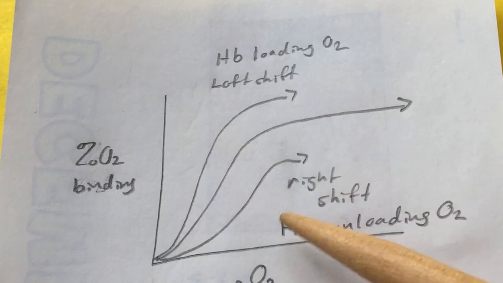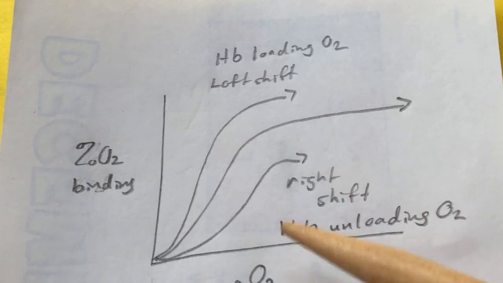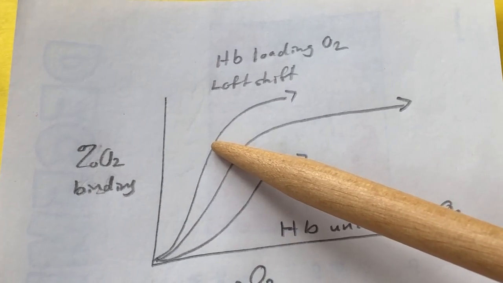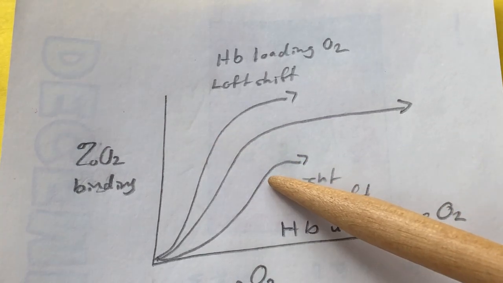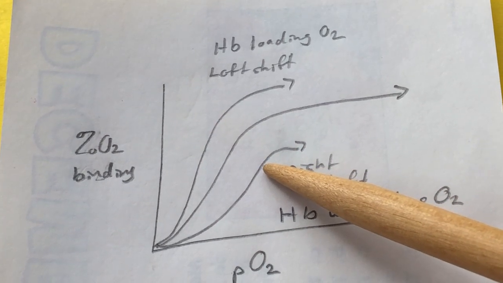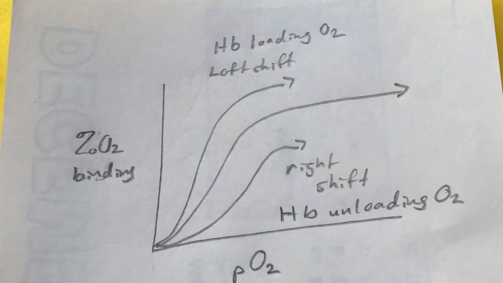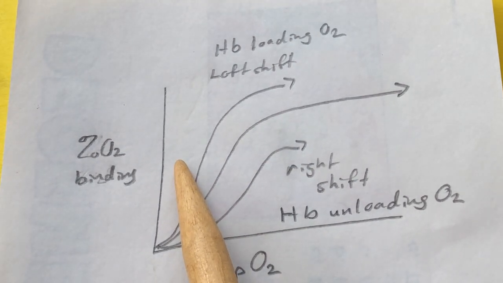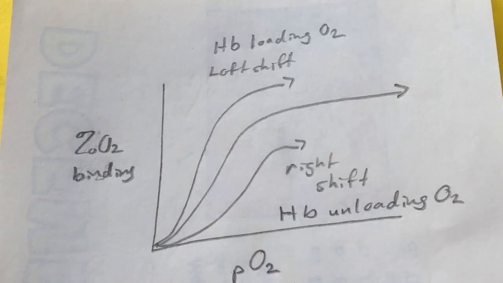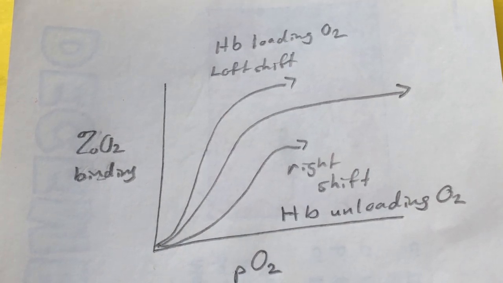So the graph itself is meant to represent the conditions that cause the faster loading of the oxygen and the conditions that cause the faster unloading of the oxygen. And again, it's generally referred to as a left shift when you can load better, faster, and a right shift when you unload better, faster.